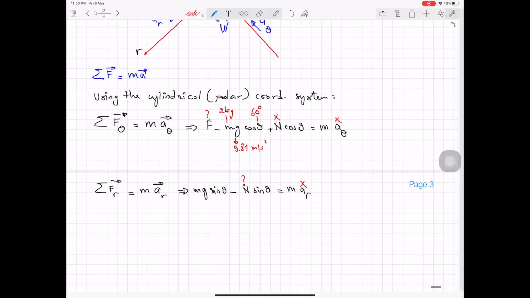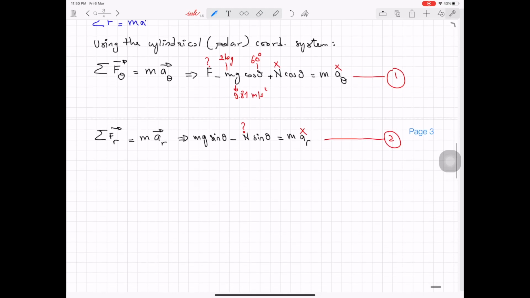I have two equations, equation 1 and equation 2, but the problem is that in addition to F, I have unknown N and another two unknowns. So I don't have AR, I don't have A theta. Assume that I have AR. I will be able to calculate N using equation 2. Then, assuming that I have A theta, I will be able to calculate F. So now my issue is to calculate AR and A theta.